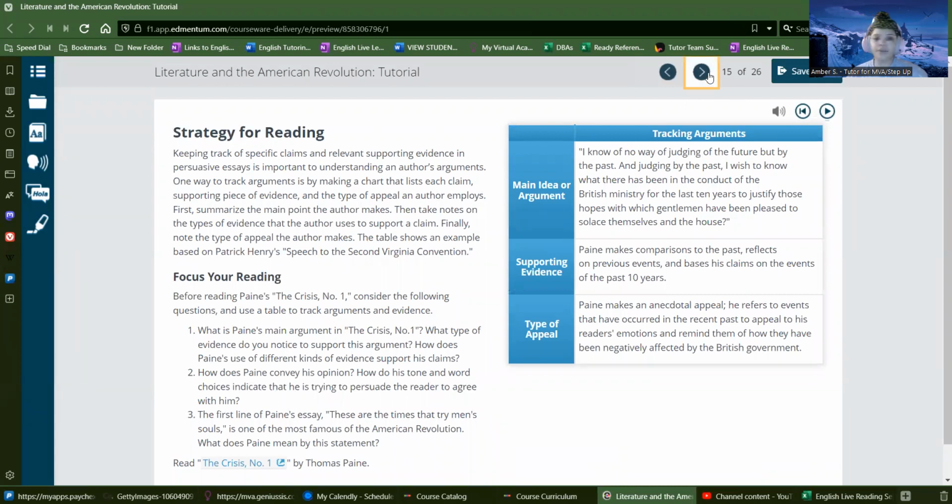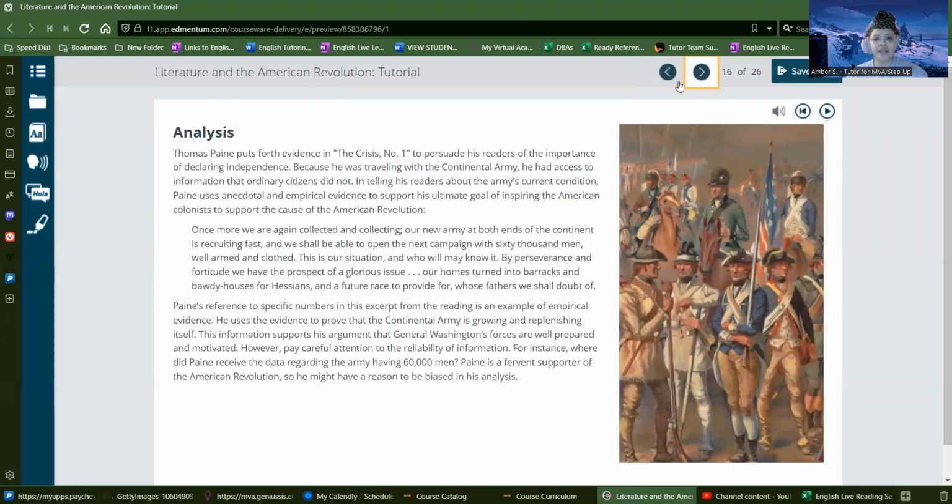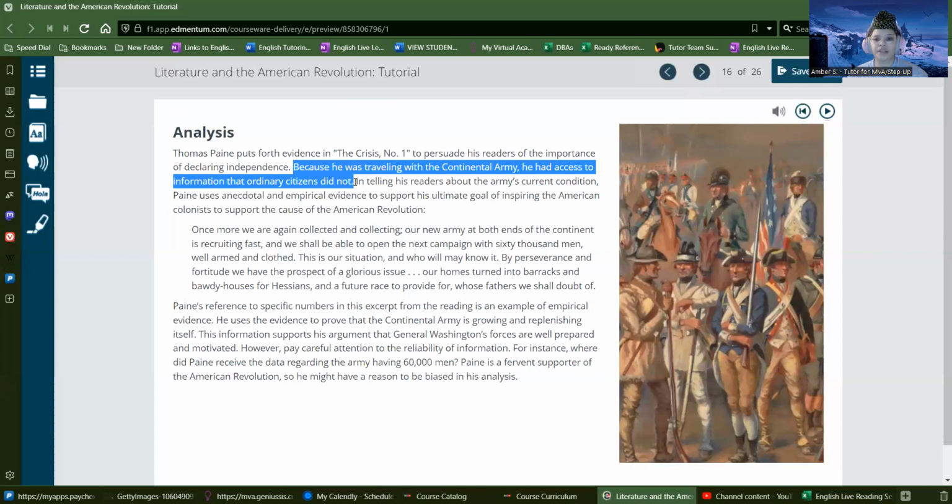So I'm going to take a moment to go over some of the analysis just to wrap everything up. I know that this was a long video, but I wanted to make sure everyone understands what's going on here. So on slide 16, this is where we start the analysis. I'm not going to go over everything that's here because we did sort of go over it, right? But just to point out important things, the point obviously was to persuade the readers to the importance of declaring independence, right? And he had access to information that most citizens didn't because he was traveling with the Continental Army.